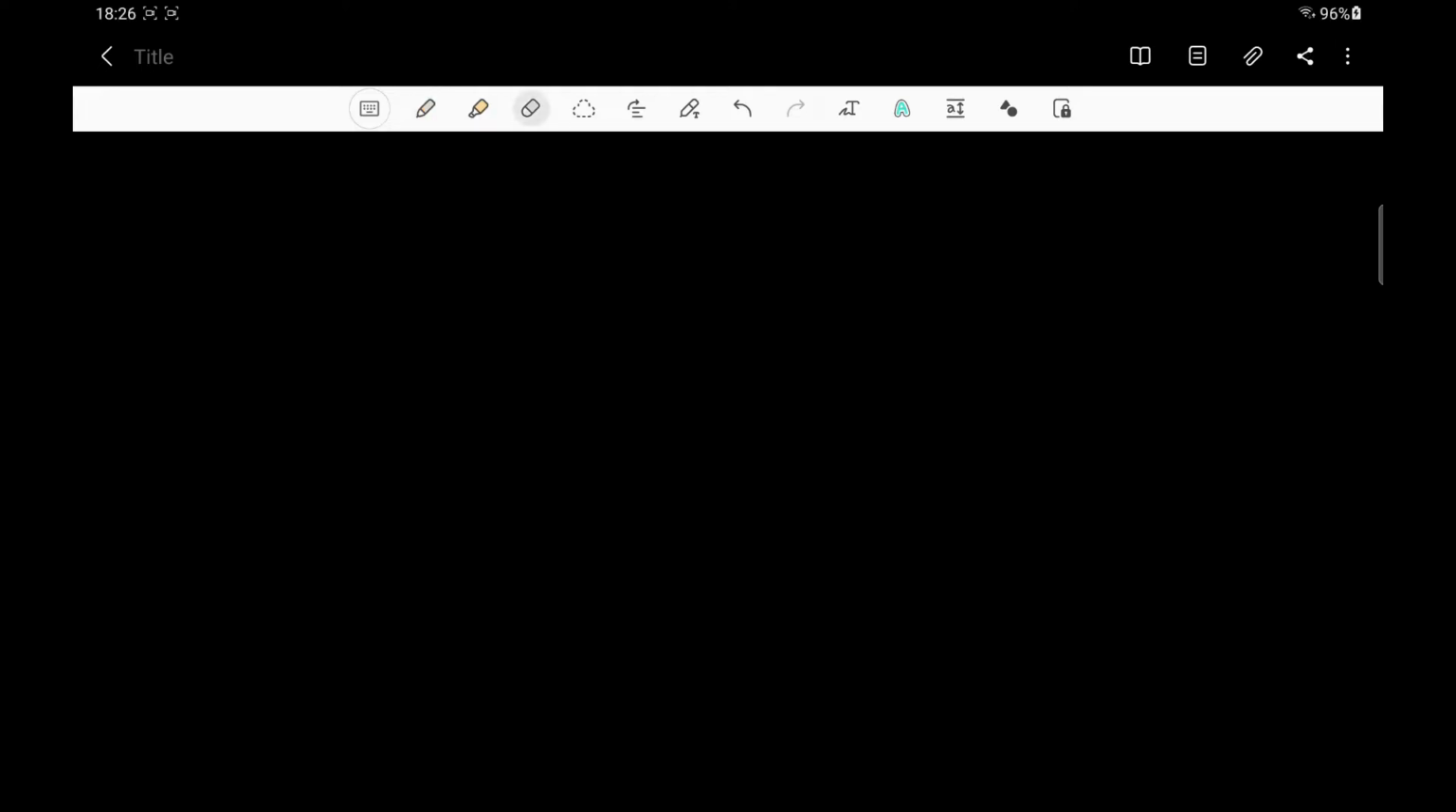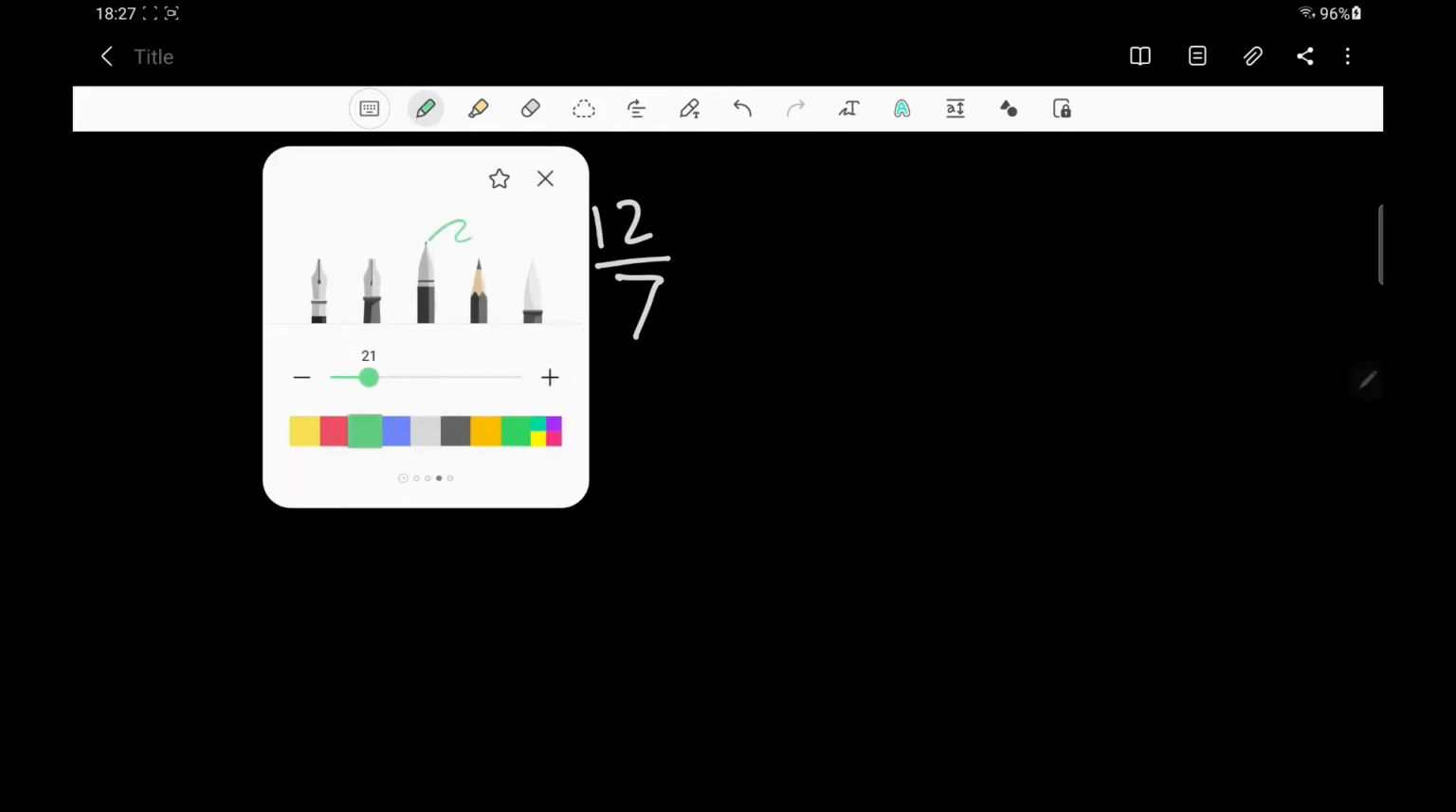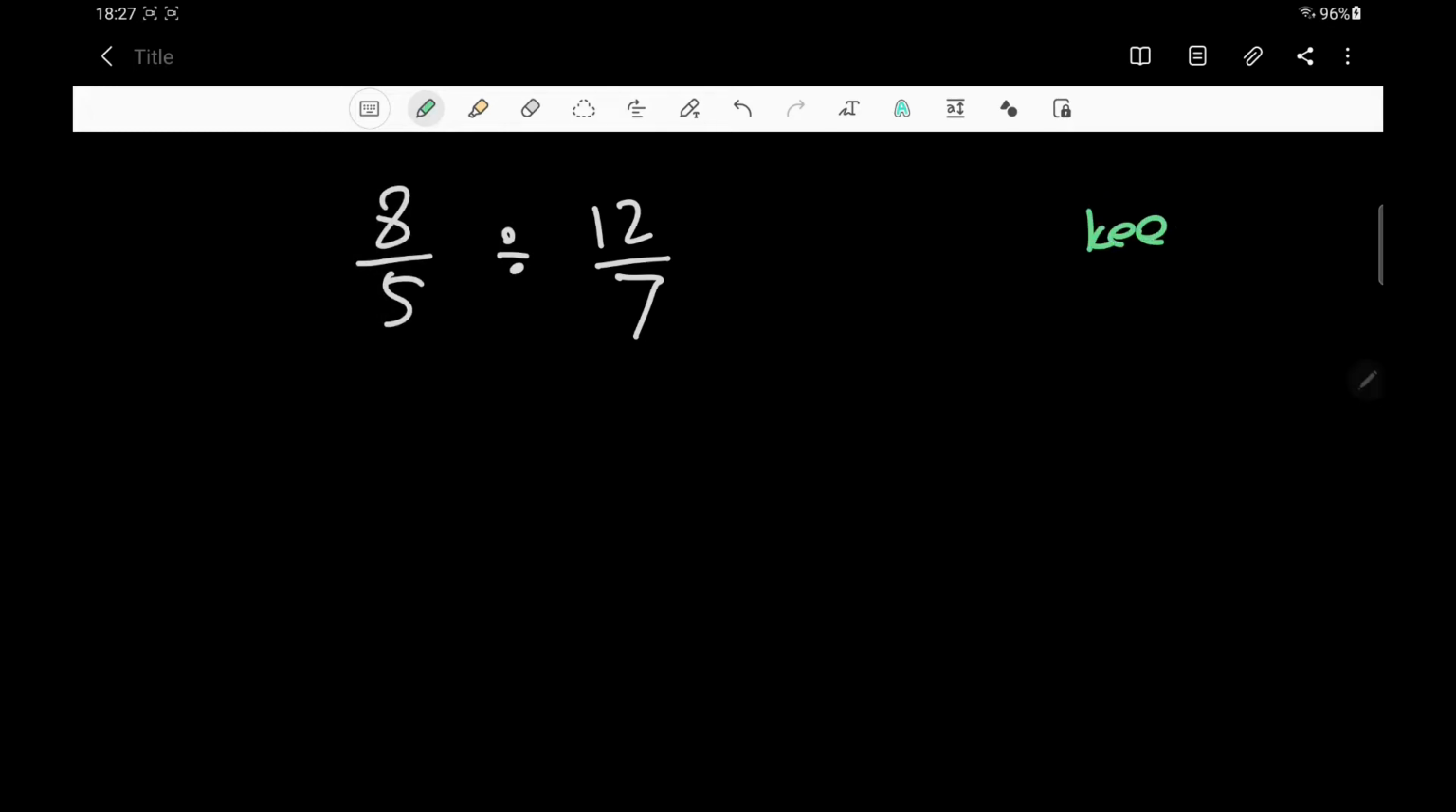In this lesson, we are going to focus on dividing two fractions. Let's use 8 over 5 divided by 12 over 7. Now perhaps you have heard of the expression keep, change, flip. Let me write it down for you. Keep, change, flip. This is useful in dividing fractions.